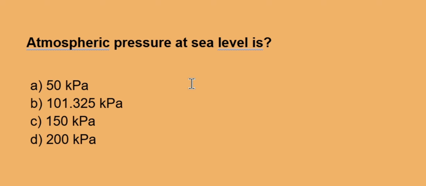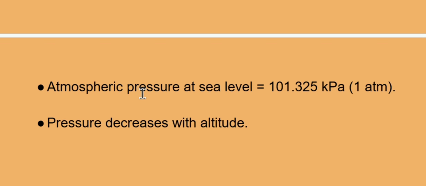Okay, question: atmospheric pressure at sea level is A, 50 kilopascals, B, 101.325 kilopascals, C, 150 kilopascals, or D, 200 kilopascals. Correct answer is B, 101.325. Just remember that the same way you're going to remember that the acceleration due to gravity on Earth is 9.81. Try to remember this, because this will probably come up in the exam. 101.325 at sea level. Okay, why is that important?